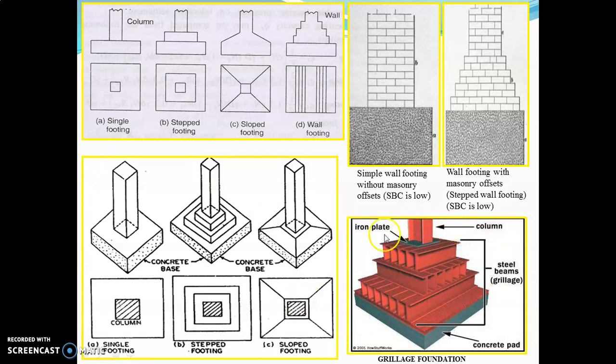This is a column, here the iron plate will be provided, and from here to here, that is steel beams of grillage. This is a concrete pad. So this is about the spread footing. Now I think all of you understood how the single footing, stepped footing, sloped footing, wall footings, without masonry and with masonry, and grillage foundation would be.